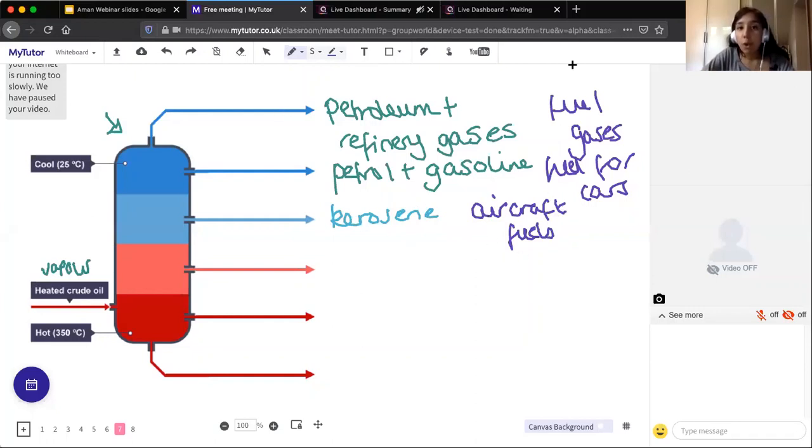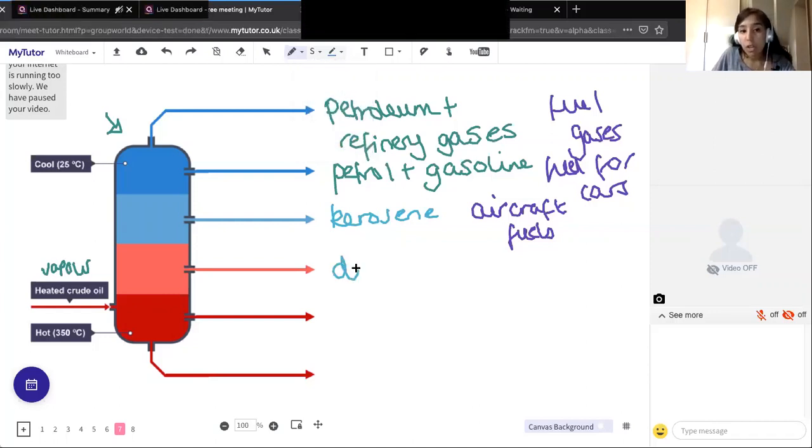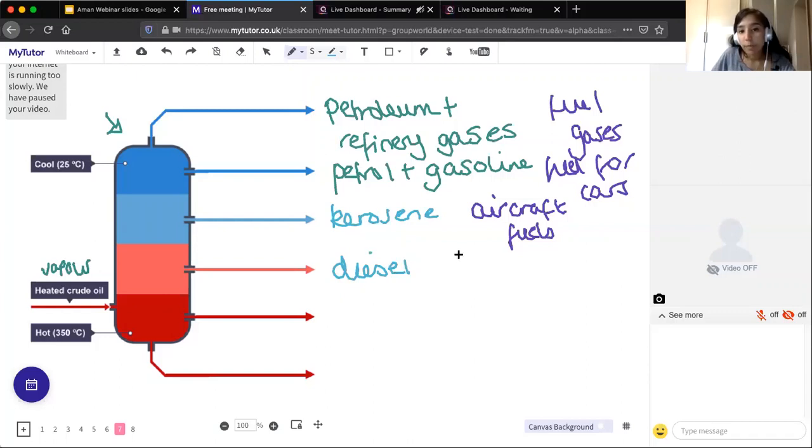The fourth column is the other fuel that tends to be for cars. So what's the other fuel? So we talked about petrol. What's the other one that you tend to find in a petrol station? Good, someone's saying diesel. Excellent, yeah. So the next column is diesel. And again, that's for cars. So you can just say fuel for cars.